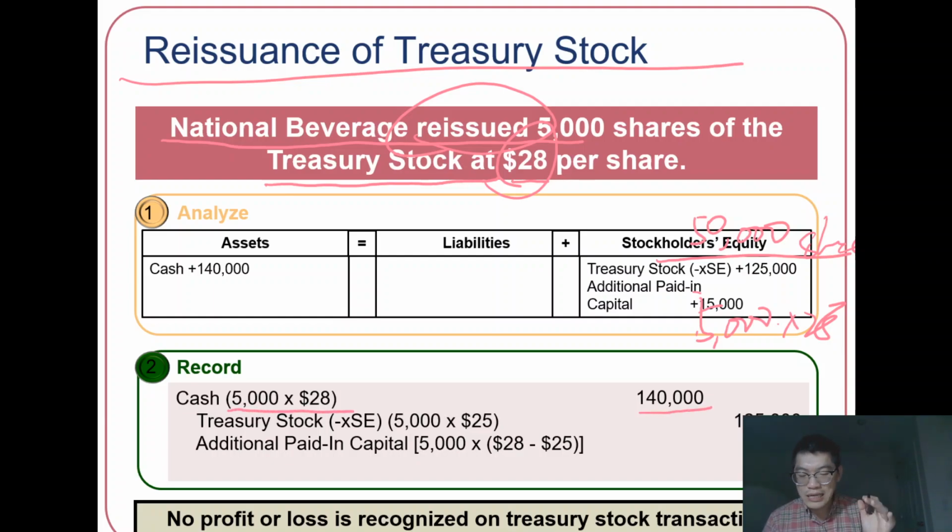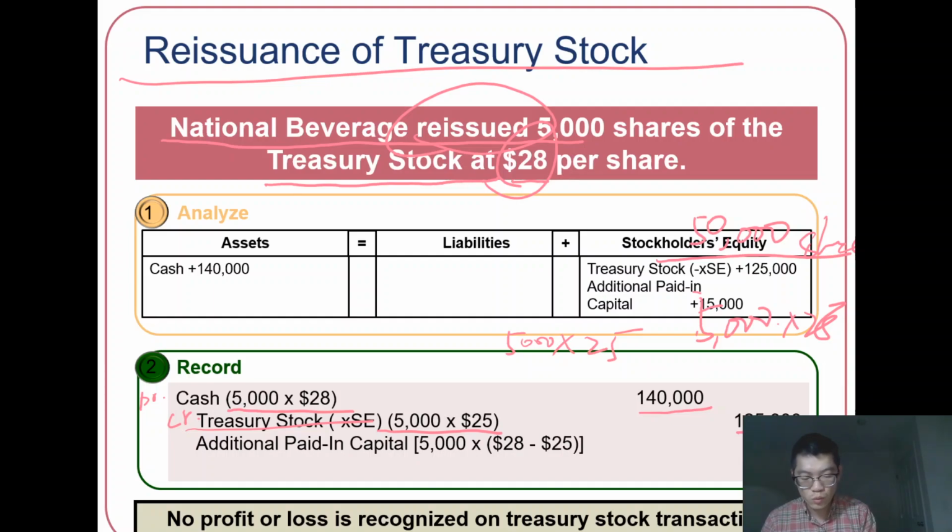Because our treasury stock is recorded at its cost, and for each of these 5,000 shares we purchased at $25 each, the cost of these 5,000 shares is $125,000. Our treasury stock balance decreased by $125,000.